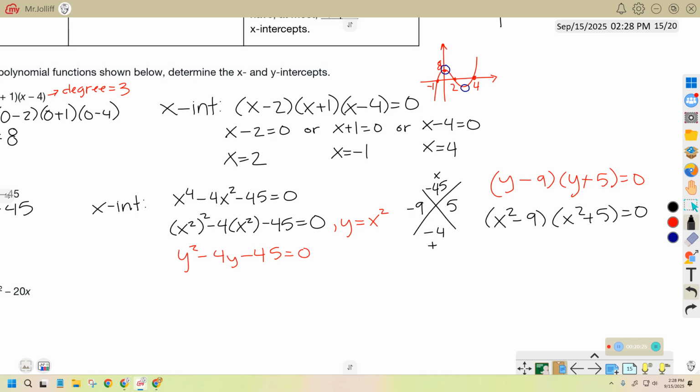I don't expect you remember this trick. You would have seen it in math too, but it's been a long time. From here, it's just like the last one. Now that it's factored, set each factor equal to 0. So I can have x squared minus 9 equals 0, or x squared plus 5 equals 0.